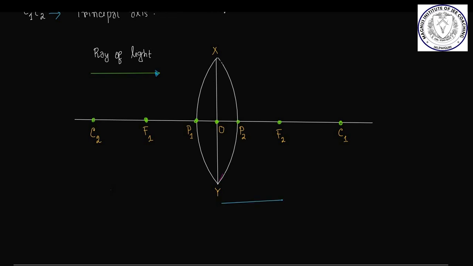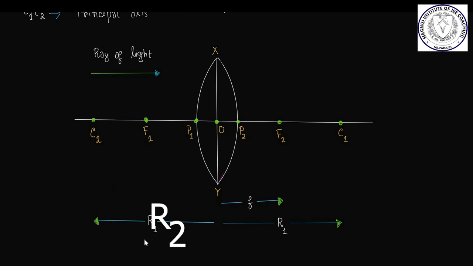Now we can denote the different distances. Small f is the focal length of the convex lens, which is the distance of the second principal focus F2 from the optical center O. We can also denote the radius of curvature of the first refracting surface. R1 is the radius of curvature of the first refracting surface, though it is measured from the pole P1, but it should be measured from the optical center.